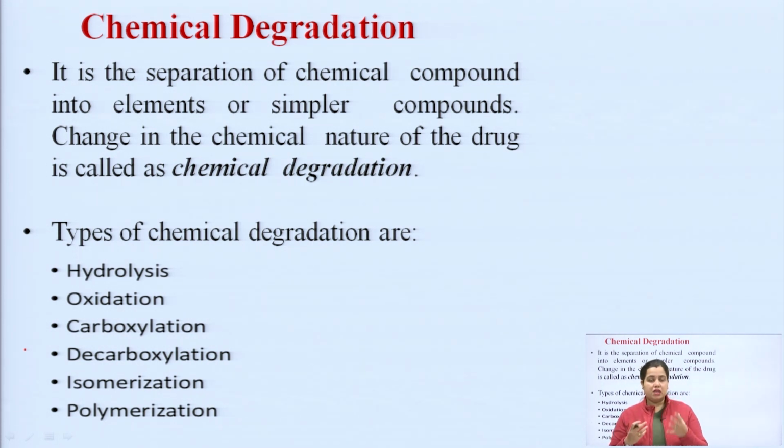So, basic pre-formulation studies must be employed for identifying these interactions, possible incompatibilities between the API and the excipients, so that the stability will be more for the formulations. The types of chemical degradation, that is, what type of reaction may occur during the storage in the product, are hydrolysis, oxidation, carboxylation, decarboxylation, isomerization, polymerization. We will discuss these chemical reactions one by one.